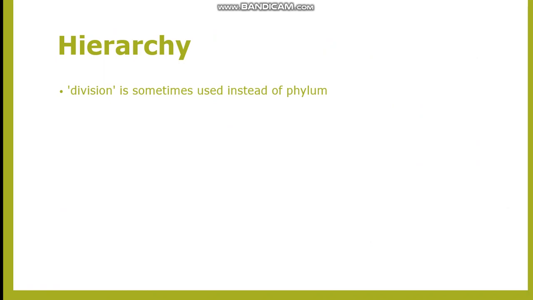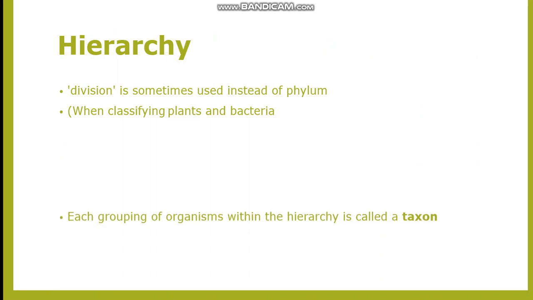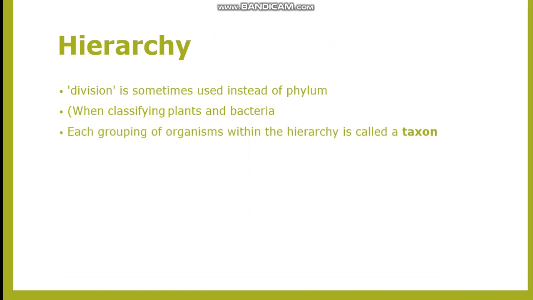Sometimes, during classification of plants and bacteria, instead of using the category of phylum, we use division. It means when we classify bacteria or any plant species, we do not use the word phylum. Instead of phylum, we use division. And each grouping of organisms within the hierarchy is called a taxon.